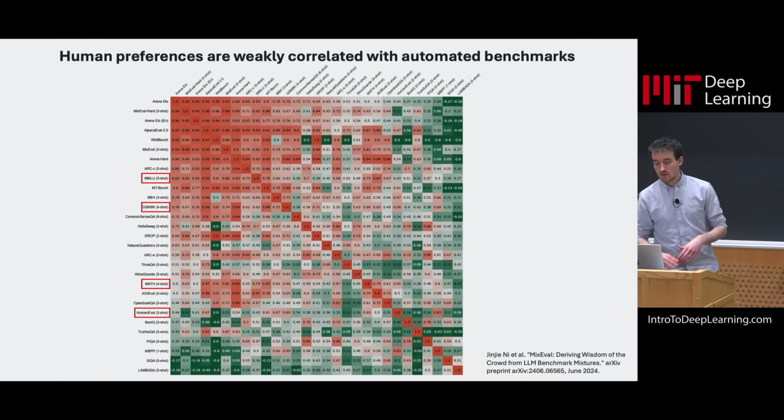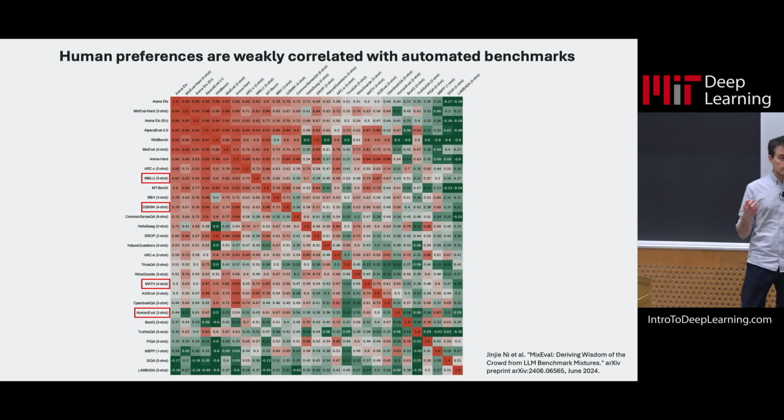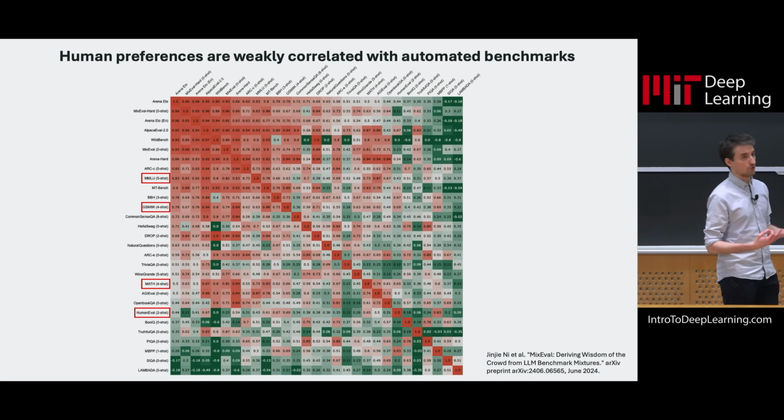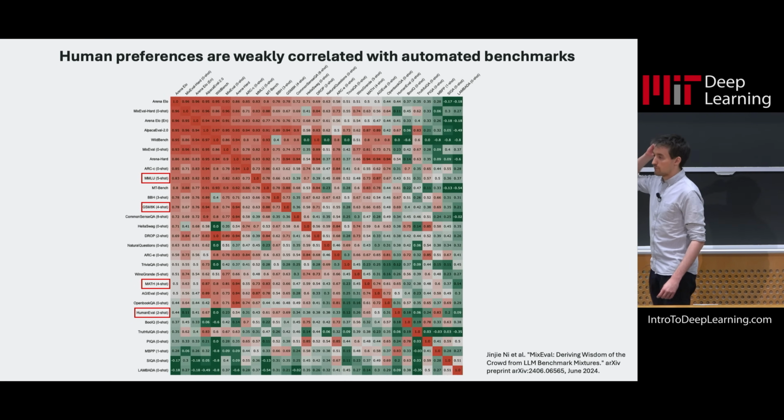And this is the main thing about evaluation, is that human preferences are not correlated with automated benchmarks. And here you have a comparison with a ton of different benchmarks.